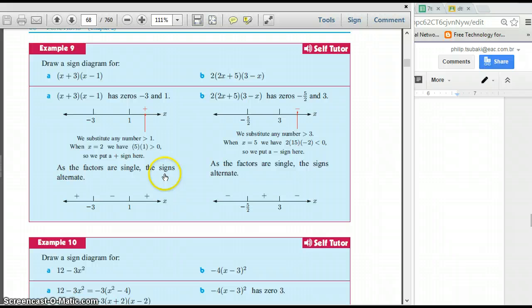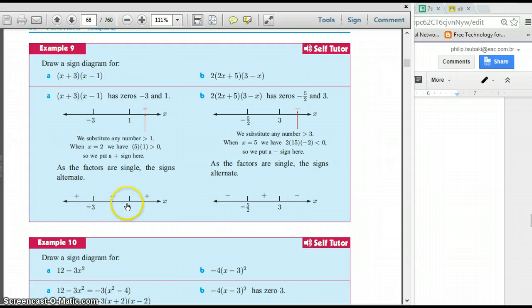Okay, so here's an example of that. We have a factored function, (x plus 3)(x minus 1). Like I said, you take the negative 3 and mark it on the number line. You take the 1 and mark it on the number line. And then you just need to figure out when it is positive and when it is negative. Well, take a really big number like 100 and put it in here, and we'll have 103 times 99. Is that positive? Yes, it is. So that means every number to the right of 1 is positive. So we mark it positive.